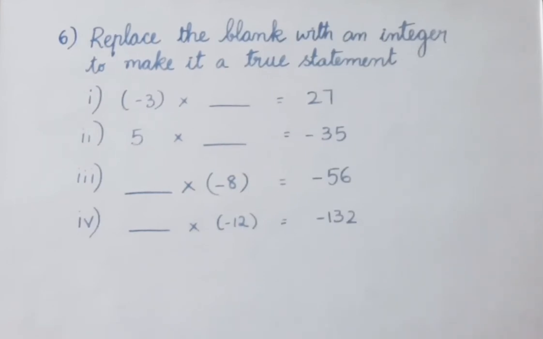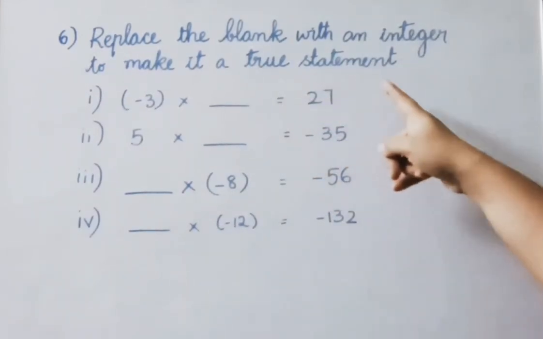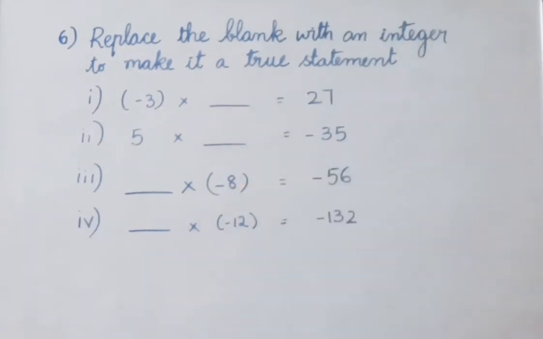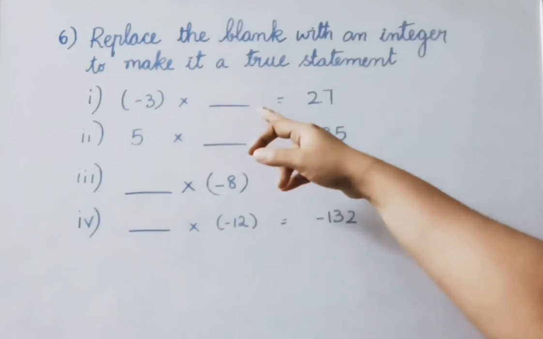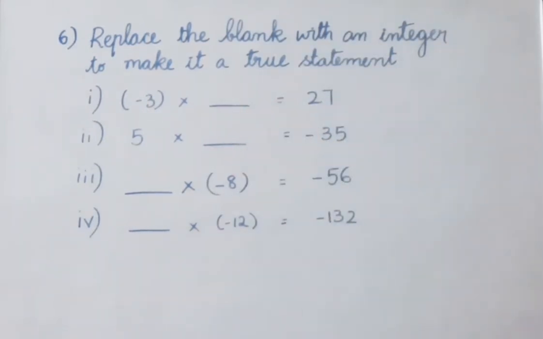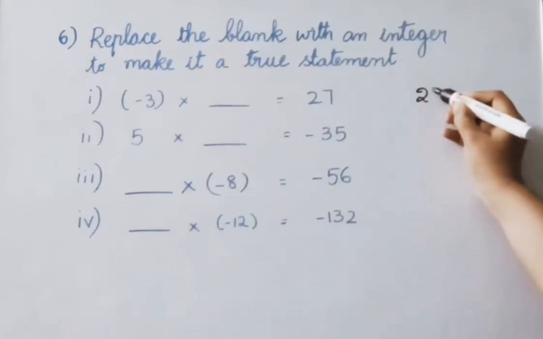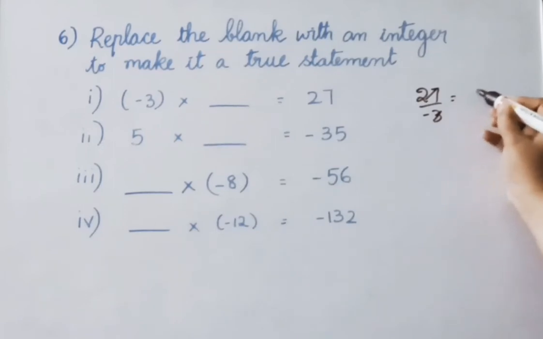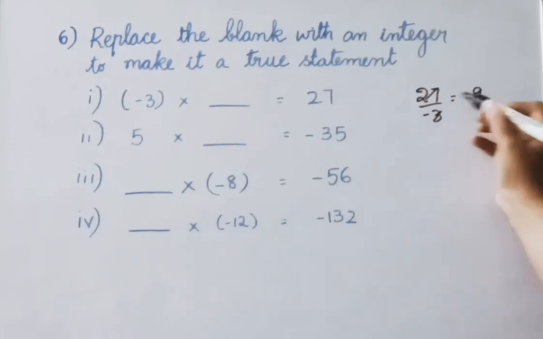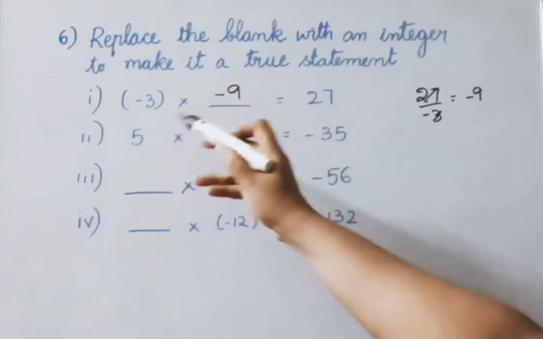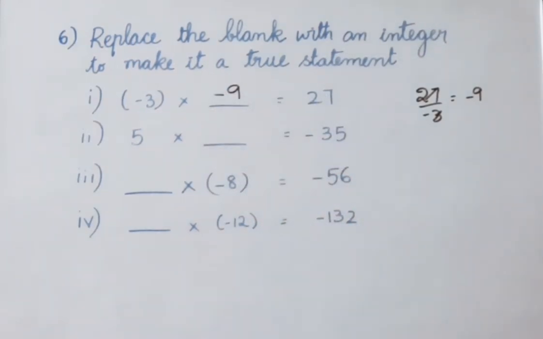Replace the blank with an integer to make it a true statement. See the first one, minus 3 into blank equals 27. So, we must fill this blank. What we have to do? 27 divided by 3. So 3 table, 27, how many times? 9 times, and this is minus. So here the blank is minus 9. Minus 3 into minus 9 we get the answer 27.